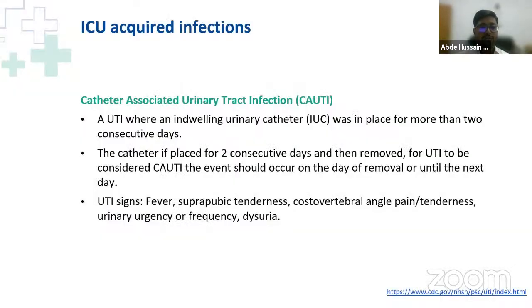Another infection that we need to monitor in the ICU is CAUTI, a UTI where an indwelling catheter was placed for more than 2 consecutive days. The catheter is placed for 2 consecutive days and then removed. For a UTI to be considered CAUTI, the event should occur on the day of removal or until the next day. The UTI signs that we observe for CAUTI are fever, suprapubic tenderness, costovertebral angle pain or tenderness, urinary urgency, frequency, or dysuria.